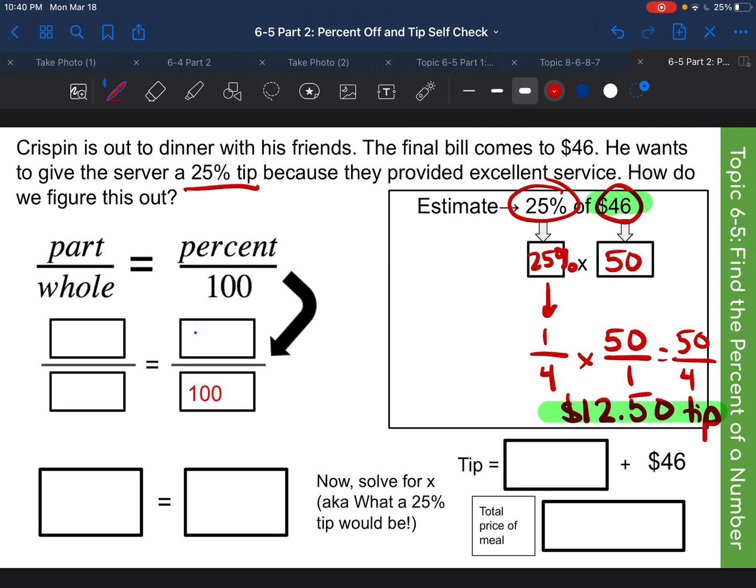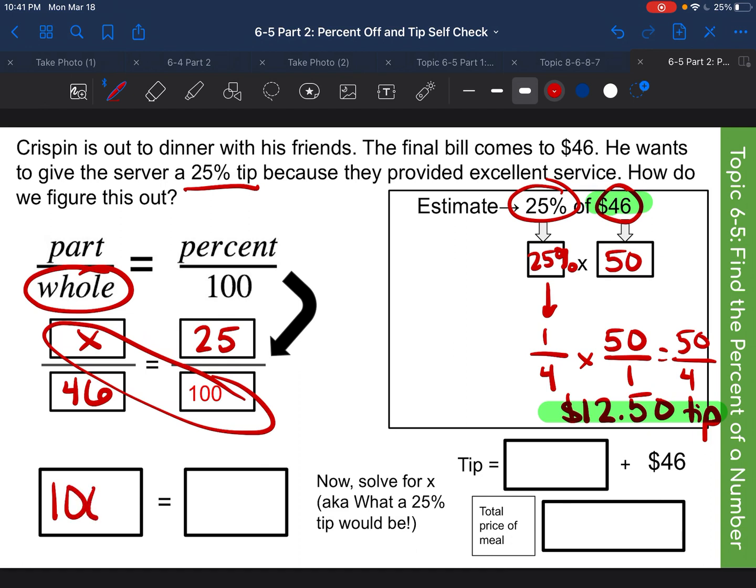So we're going to put the percent right here, no percent sign because it's out of 100. 46 is the whole. That's the total for dinner. We need to find what 25% is. So we're going to multiply again diagonally. We get 100x. Then we're going to multiply diagonally the other way. We do 46 times 25. And we end up getting 1,150.